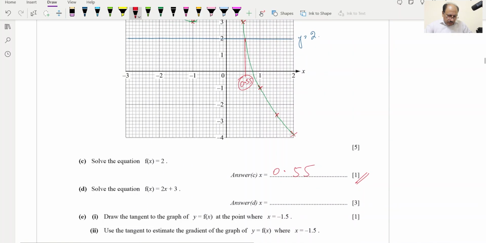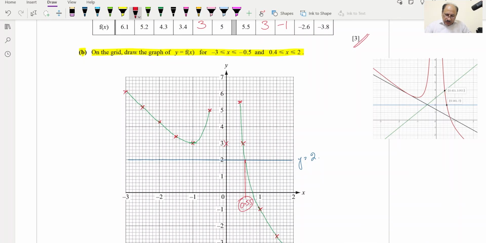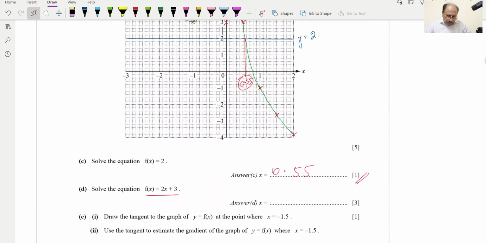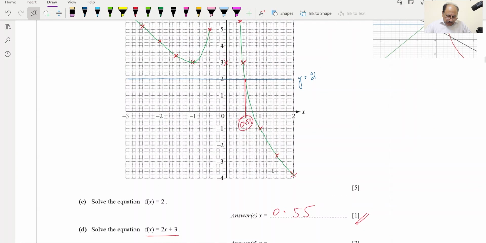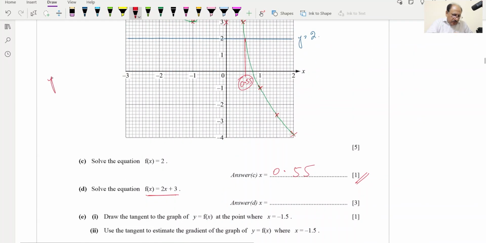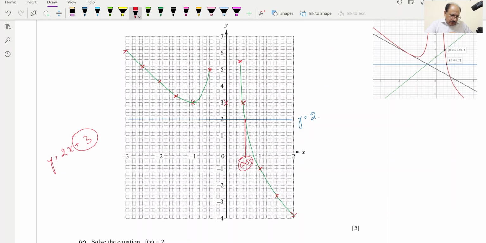So now solve the equation f of x is equal to 2x plus 3. Plus 3 means it's passing through this point. What we can do in this equation, y is equal to 2x plus 3, is identify one point from this c value, and for the second point, for x is equal to 1, y will be equal to 5. So we can write the point as 1 and 5, and the point 1 and 5 will be this one.